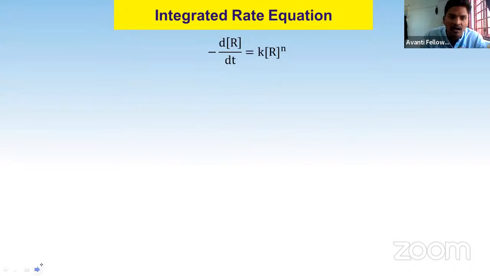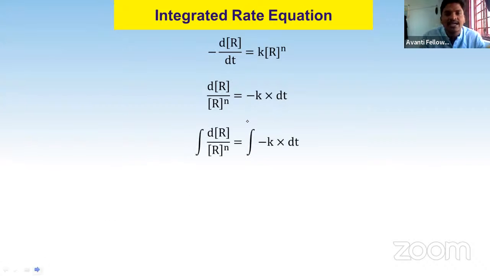So now I will take r to one side. Okay, so then what will it become? dr by r power n, that is minus k into dt. Next, if you do integration on both sides, that is integral of dr by r power n.